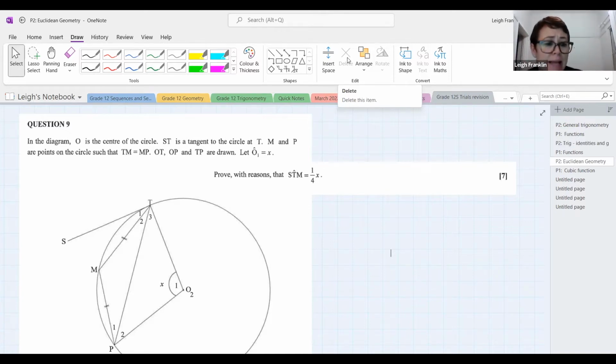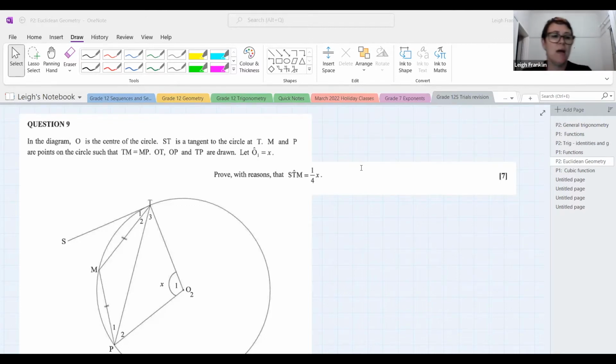Right, T and M are points on the circle such that TM equals MP. So they've given us two equal sides. OT, OP, and TM are drawn. Let O1 be equal to X. Prove with reasons that STM is equal to 1/4 of X, for 7 marks. So this is quite a hectic question, isn't it? All right.